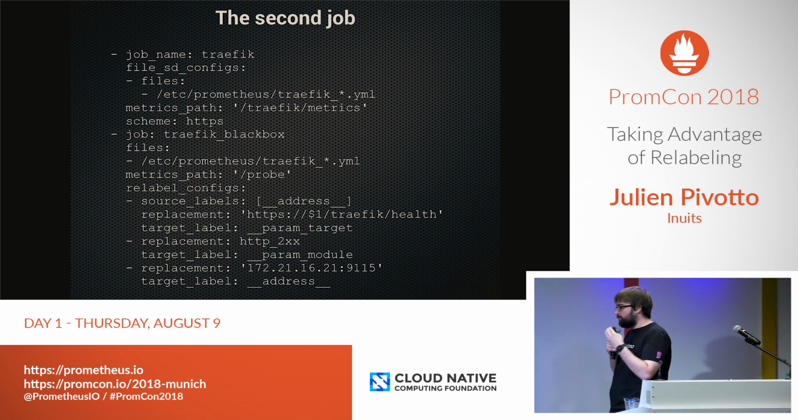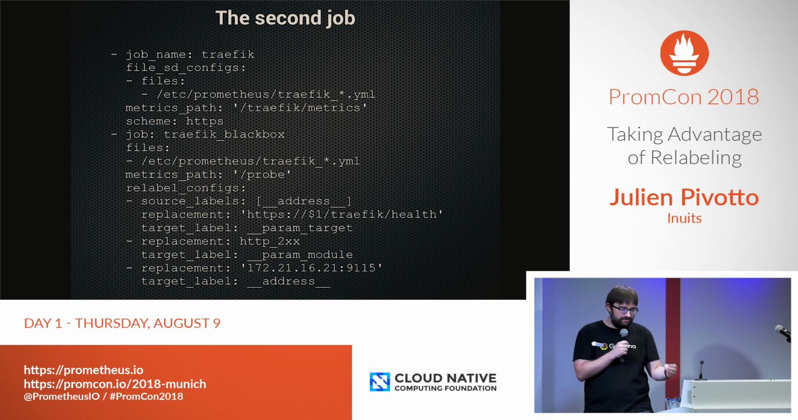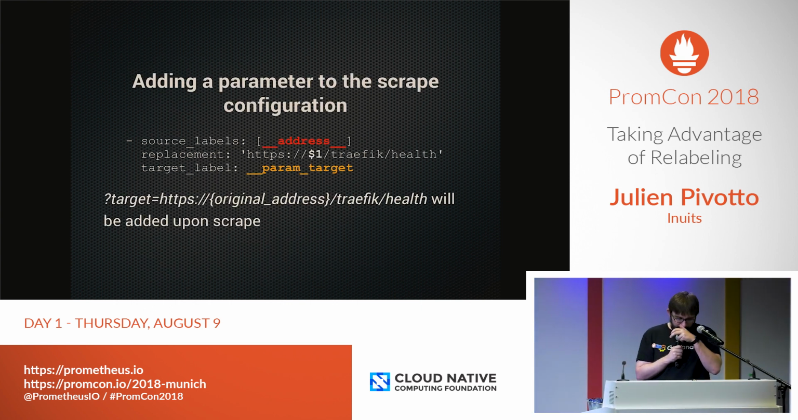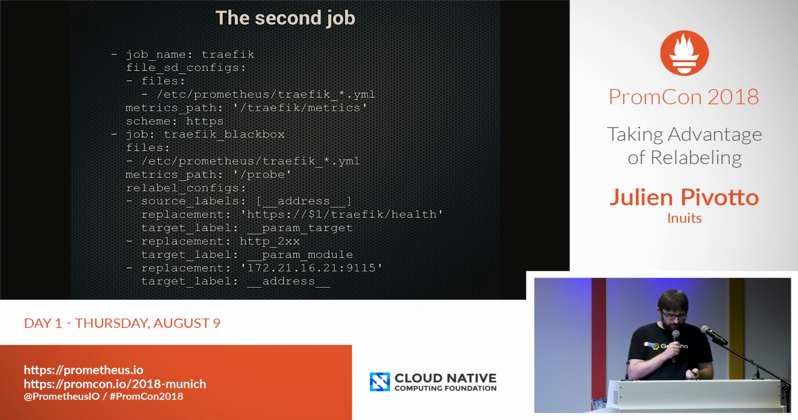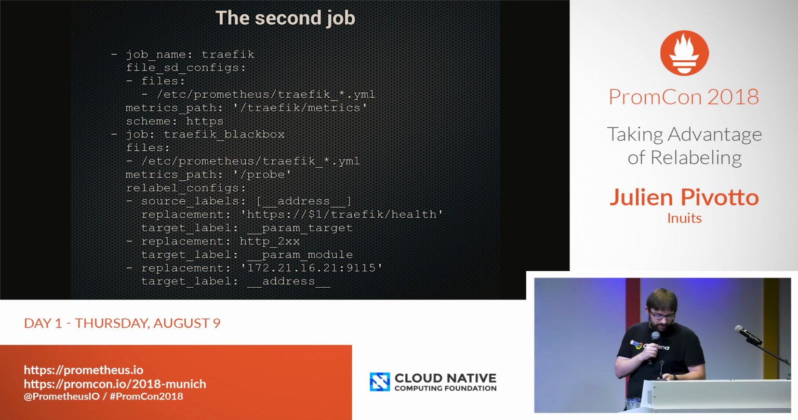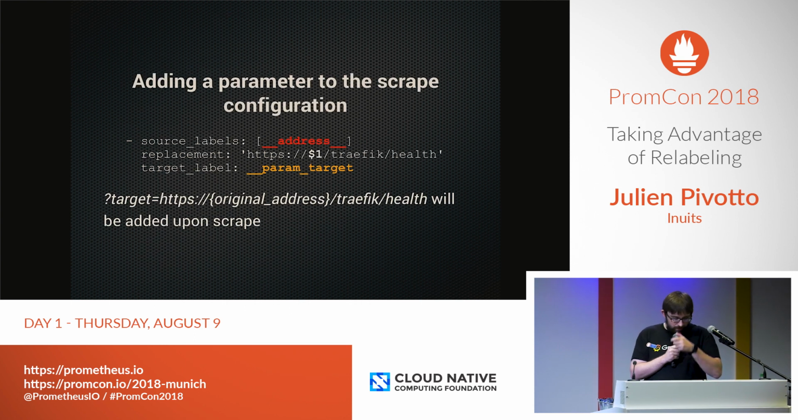It will ask the black box exporter to inspect the SSL certificates. So let's take a look at the relabeling steps. First of all, this is in the job configuration. This is not the metric relabel configs. This is the relabel configs.